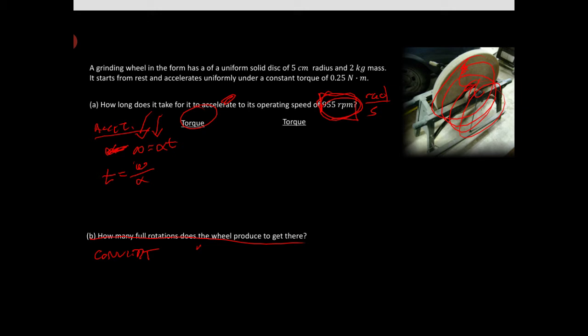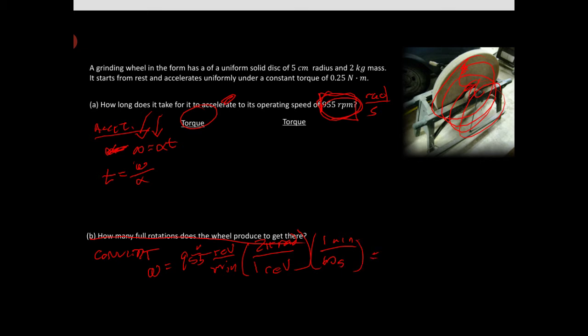Let's see. What am I doing? Okay, I'm doing the conversion. So omega is equal to 955 revolutions per minute, RPM. So we need to do the conversion. We want to get rid of one revolution. We need 2 pi radians. 2 pi radians will balance out any revolution. And then every minute is worth 60 seconds.